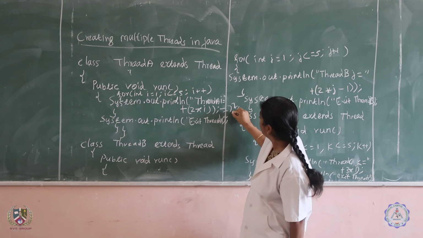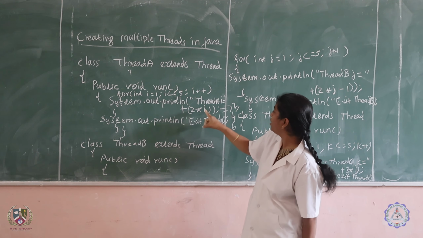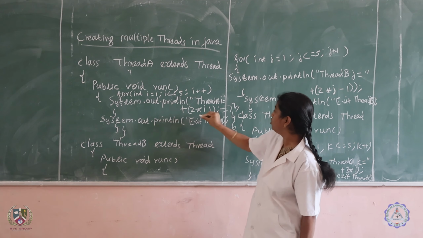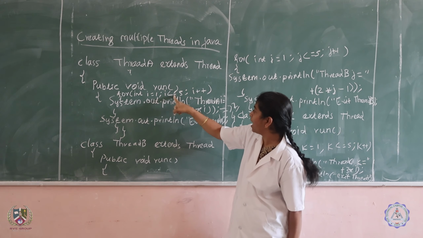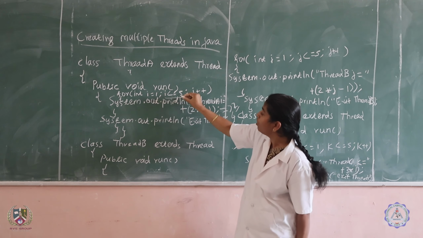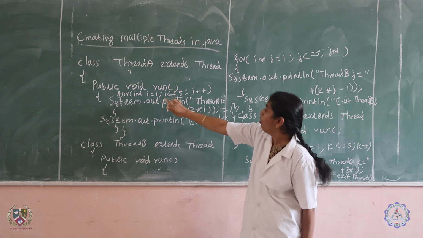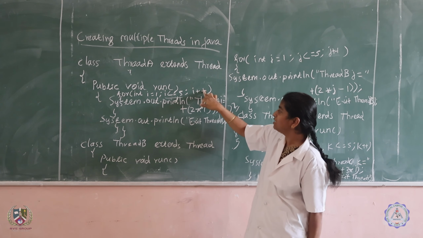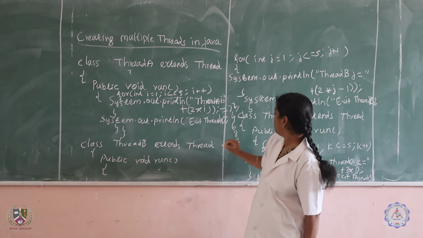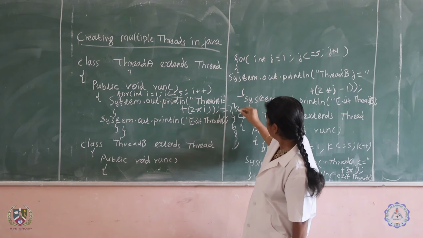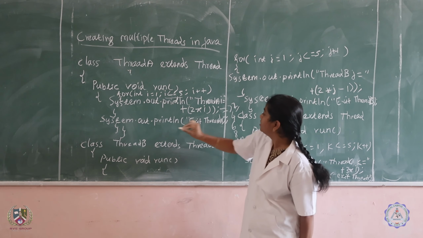Next, 2 into 3 is 6, 2 into 4 is 8, and 2 into 5 is 10, while the condition holds. Until the condition is satisfied, we have to increment i by 1: first i is 2, then 3, 4, 5. The answer is 2, 4, 6, 8 and 10.